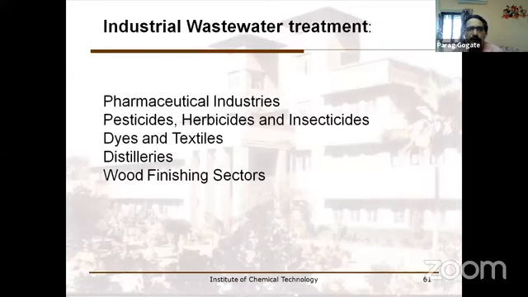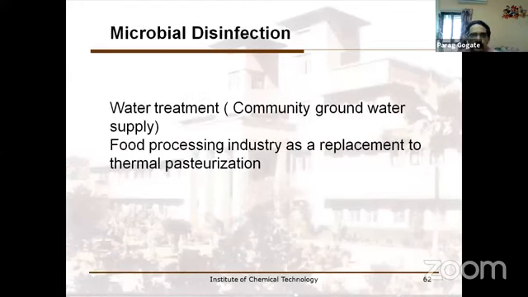So I can look at different sectors of application for this reactor, and in general, hydrodynamic cavitation plus the Fenton or the hybrid methods. So you can look at pharmaceutical industries, you can look at pesticides, herbicides, insecticides, you can look at dyes and textiles, you can look at distilleries, you can look at wood finishing sectors, and everywhere you can use hydrodynamic cavitation for treating wastewater, right? So that's an advantage. You can also use it for microbial disinfection.